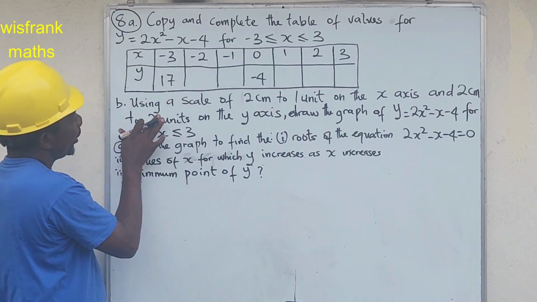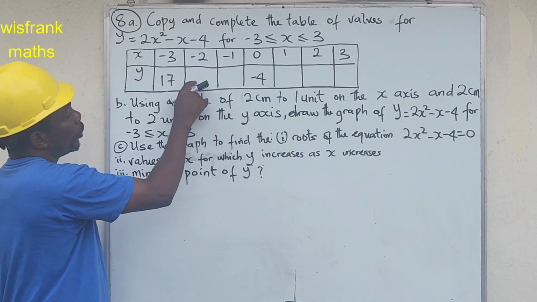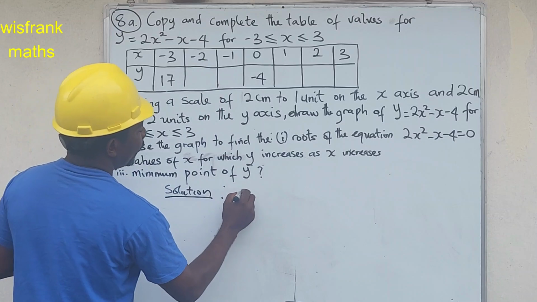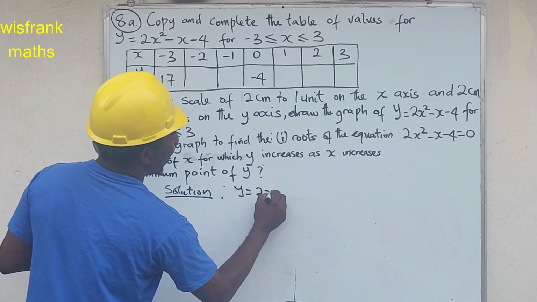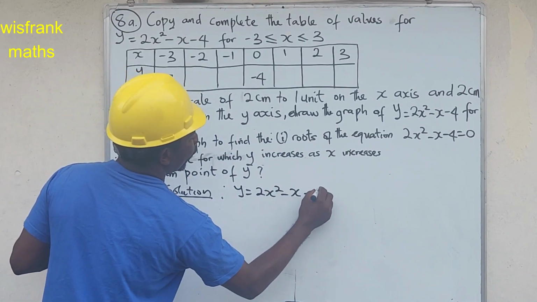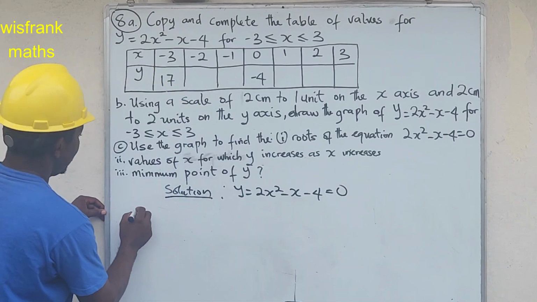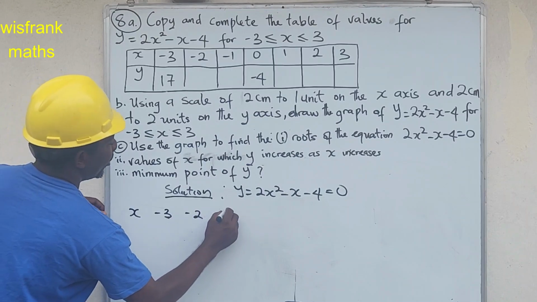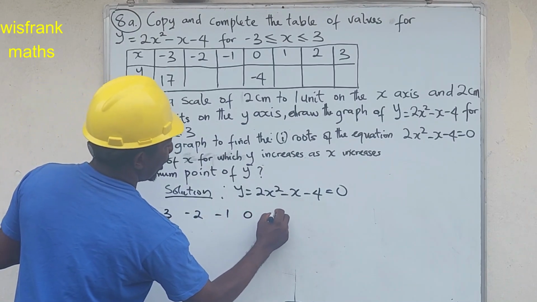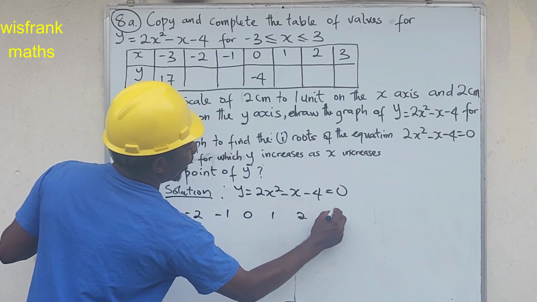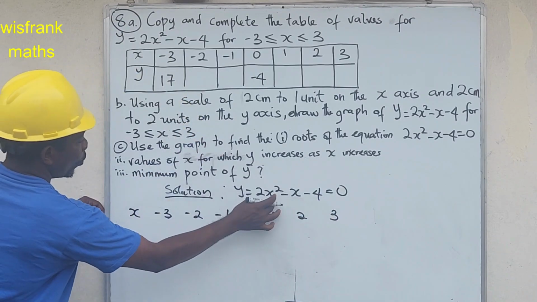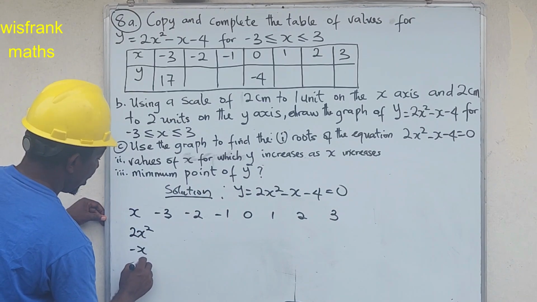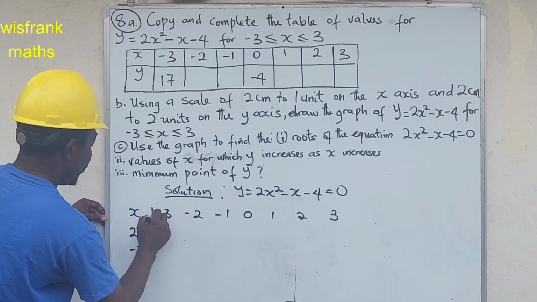So let's treat the equation and form a table to fill in this space. We are going to draw a graph for y = 2x² − x − 4. So we have a table for x: we have −3, −2, −1, 0, 1, 2, and 3. For the equation we have here 2x², we have −x, we have −4, and we have y. This is the column.